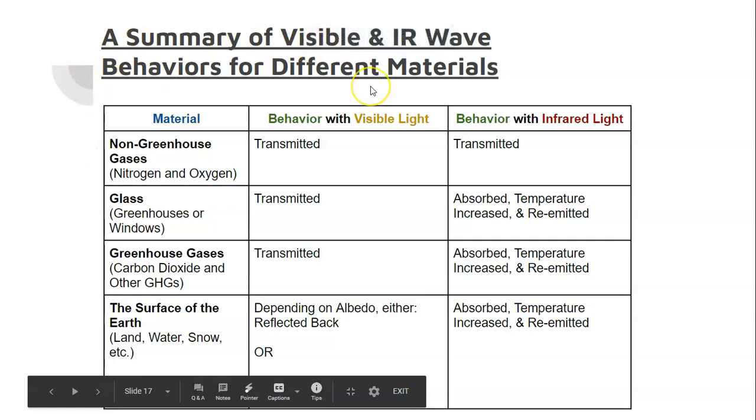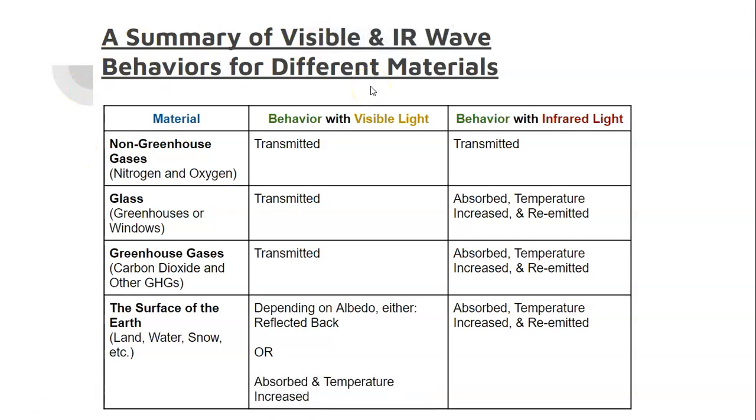So here's a quick summary of visible and IR wave behaviors for different materials. A non-greenhouse gas, like nitrogen and oxygen, 99% of our atmosphere, will transmit both visible light and infrared light. Glass and greenhouse gases are identical in this particular table. Glass and greenhouse gases like carbon dioxide transmit visible light. I can see through them, but they absorb, increase their temperature, and then re-emit infrared light in all directions.